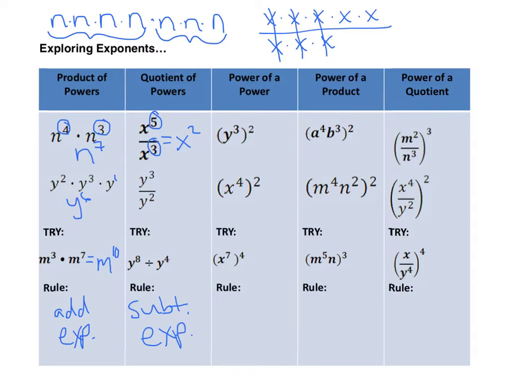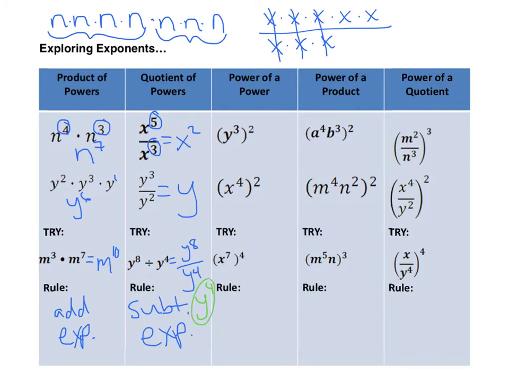Alright, let's try the next one. Here we have y to the third over y squared. 3 minus 2 gives me 1, so y to the first, or just y. And lastly, once you guys try this one on your own, think of it as y to the eighth over y to the fourth. I will be getting, well, 8 minus 4 is 4, so y to the fourth is my answer.